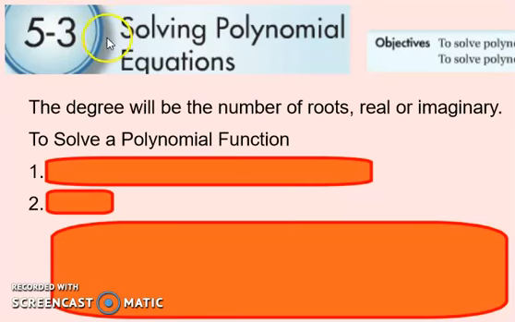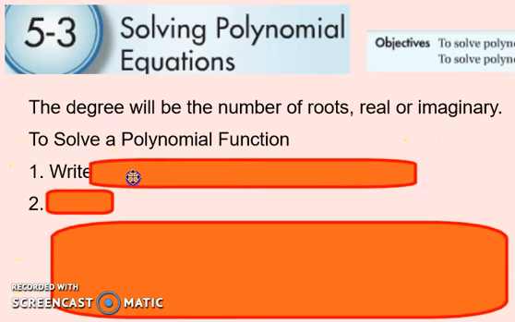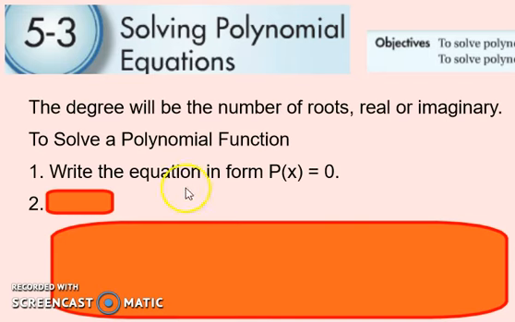We are going to solve polynomial equations. The degree is the number of roots. The roots could be real numbers or they could be imaginary numbers. To solve a polynomial equation, we're going to write it to make it equal 0. So wherever the polynomial function is, it's got to equal 0.